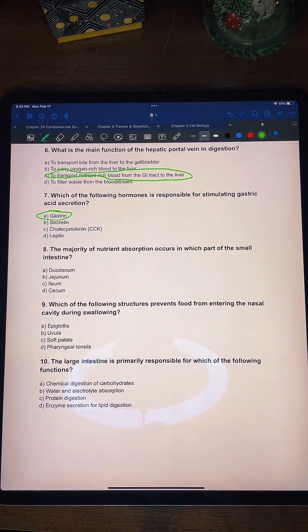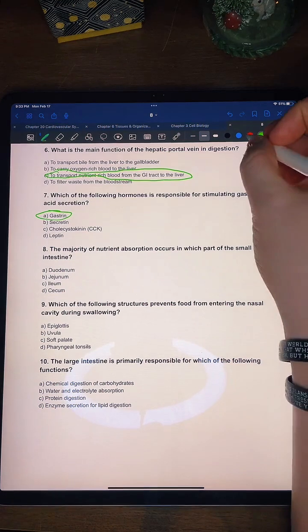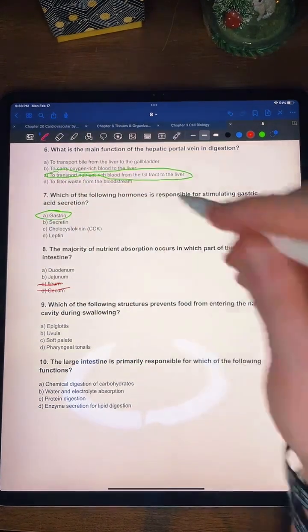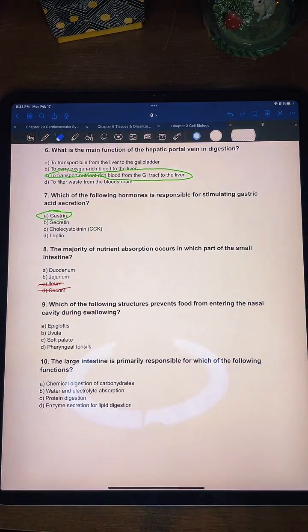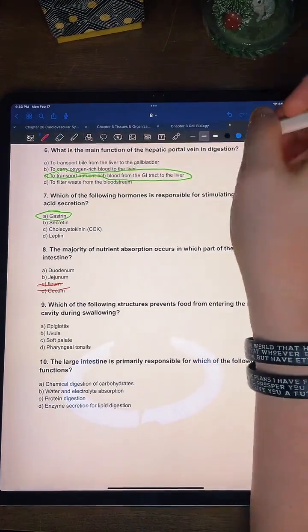See here. So we're on number 8 now. The majority of nutrient absorption occurs in which part of the small intestine? I'm seeing a couple different choices between A or B. I'll give you guys a couple more seconds to answer. And you will say, you guys, all right, it's not C or D. I'm going to give the answer now.